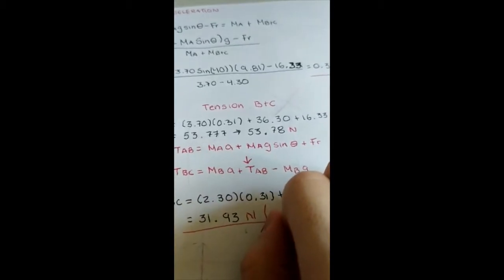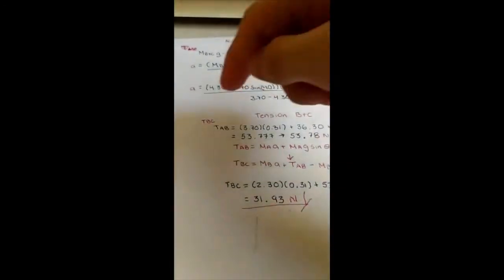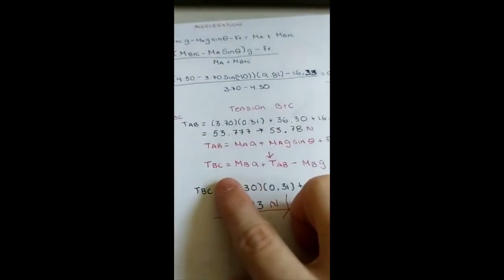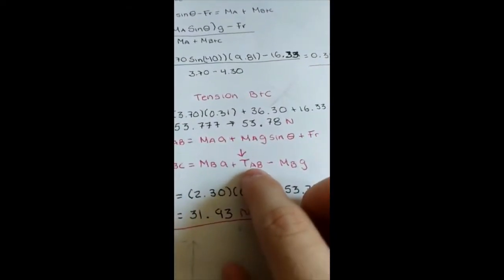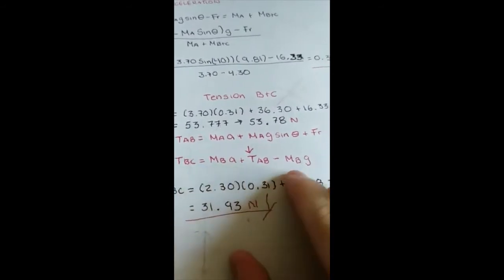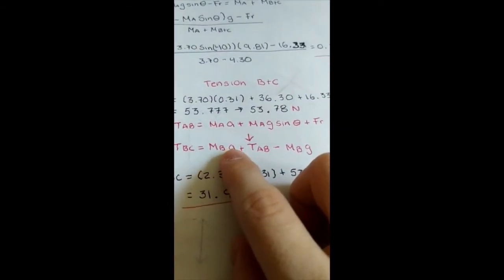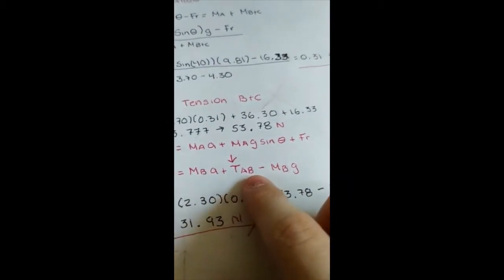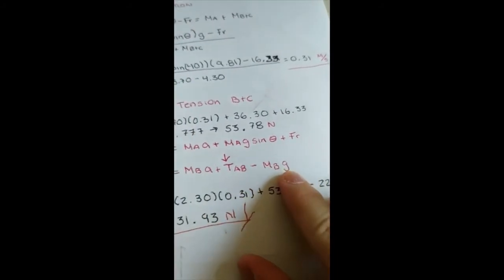As you can see, it's not that hard. So finally, we have the tension of A and B. Now we can find the tension of BC, which is going to be easier for us because we have the tension of A and B. So this is the formula that we can use: the mass of B multiplied by the acceleration plus the tension of AB that we already have, minus the mass of B multiplied by gravity.